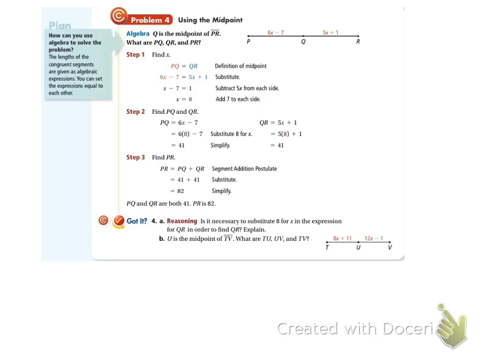Okay, so here we have a problem, and Q is the midpoint, and we need to find PQ, QR, and PR. Well, if it's the midpoint, it means it splits it in half. So that means that PQ is equal to QR. So I can set those equal and plug in their expressions and use algebra to solve. And again, I'll solve for x, and then I need to go back and plug it into the expression for PQ and into the expression for QR. And then I can use the segment addition postulate to figure out what PR is, because I know that PQ plus QR is equal to PR.